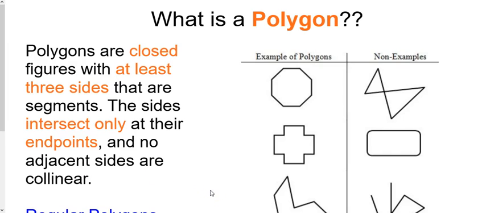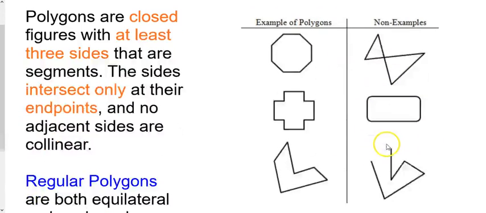So first, let's talk about what a polygon is. Okay, a polygon is going to be a closed figure that has at least 3 sides, and they're only going to intersect at one endpoint. And there will be no adjacent sides that are collinear. So if you look at our pictures here to the right, this one you can see crosses and intersects, so that would not be considered a polygon. We've got rounded edges here for the second one, and for the third one there, it's not a closed figure.